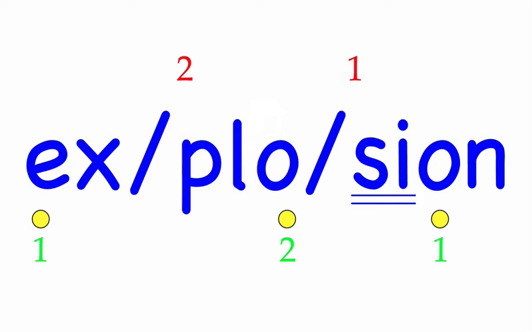Wrapper. Someone dropped a wrapper on the ground. Wrapper. 2 syllables. First syllable wrap. 3 sounds. R, a, p. Per. 2 sounds. P, er. Wrap. Per.